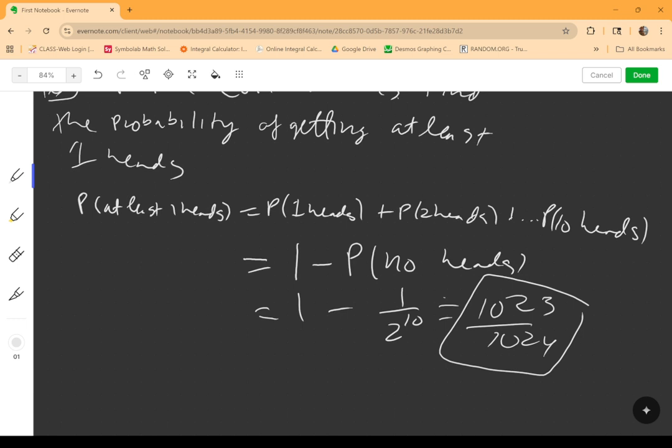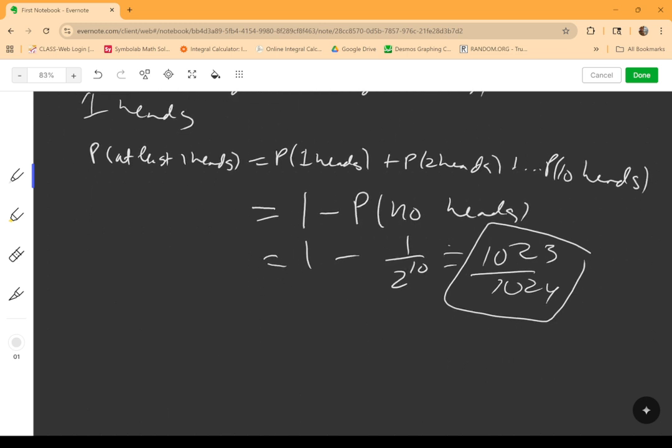So that is the complement rule. If you find yourself doing calculations from 1, 2, etc., stop and think to yourself, maybe I can just use the complement. What would be this not happening, and take it from there.